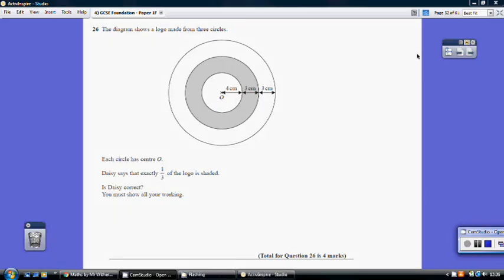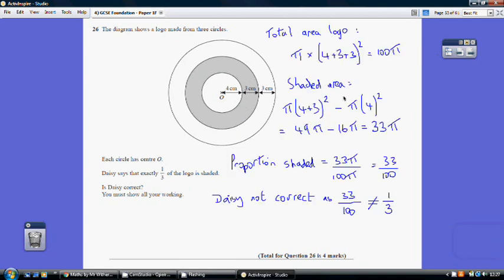Question 26. We need to work out the area of the shaded bit, the area of the whole logo, divide one by the other and see if we get a third or not. So let's start off by working out the area of the total logo. That's the whole thing. The circle for that has a radius of 4 plus 3 plus 3, which is 10. So the area of that circle is pi r squared, pi times 10 squared, which is 100 pi.